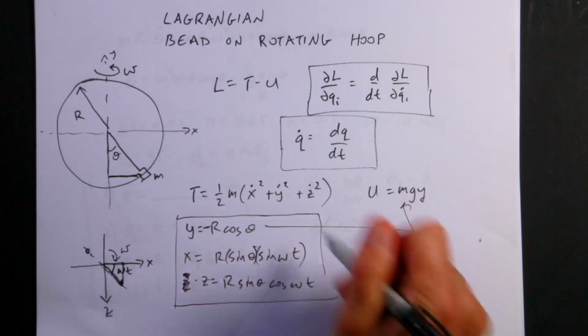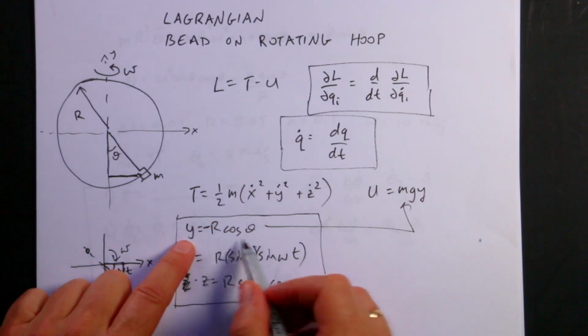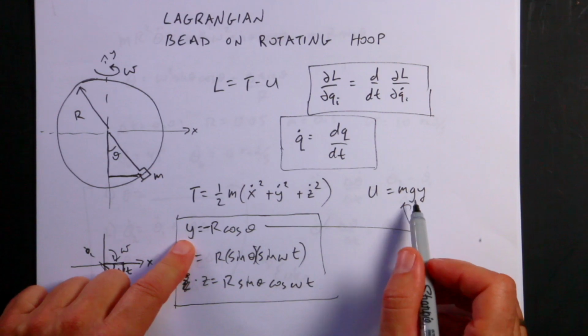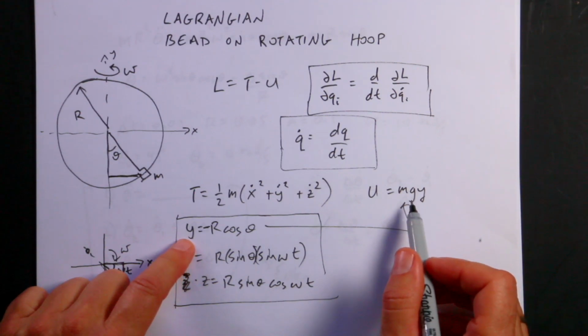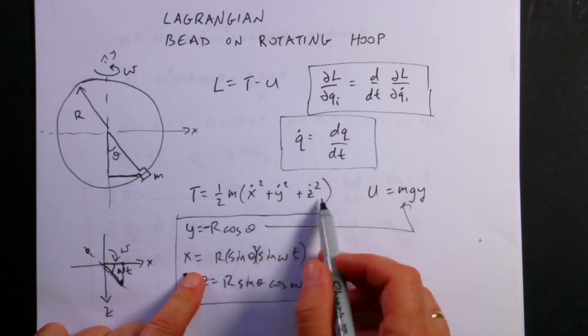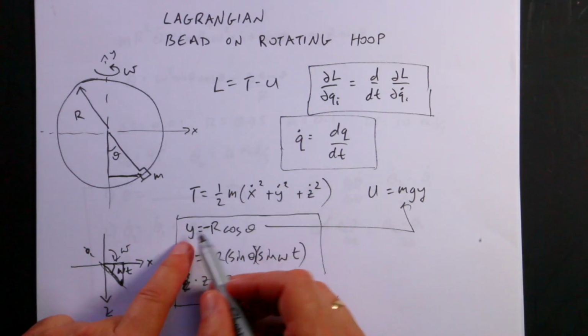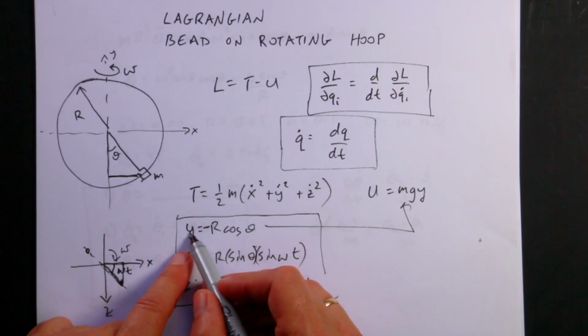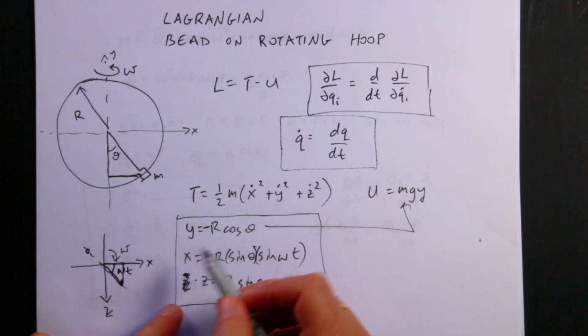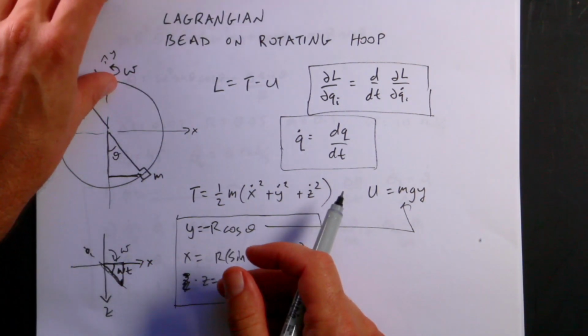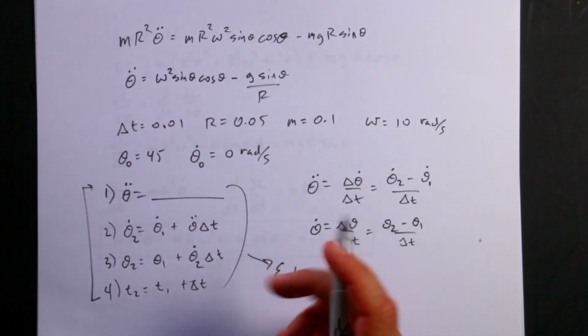So now I have these functions, and I can go ahead and plug my y value up here into the potential to get that in terms of theta. And then to get the kinetic energy, I have to take the derivative with respect to time of x, y, and z, square them and add them together, and that's where the mess happens.